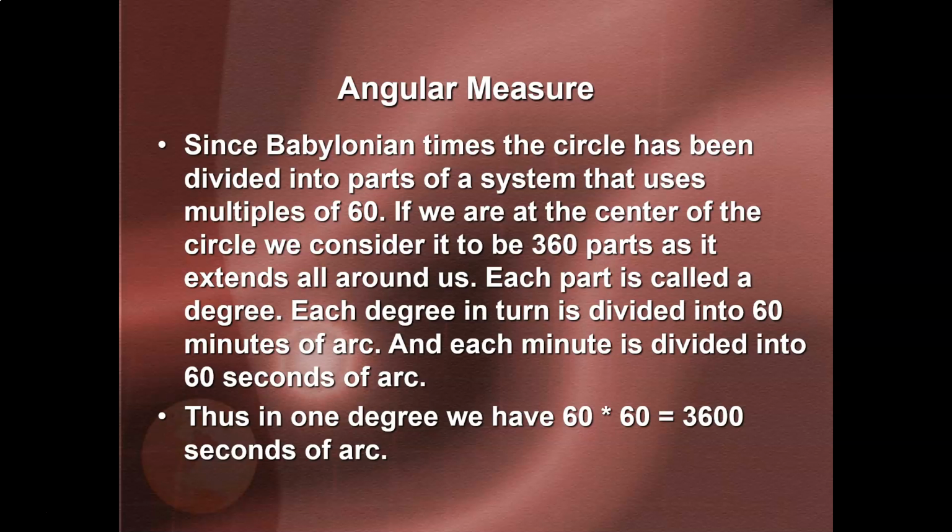Each degree, in turn, is divided into 60 minutes of arc, and each minute is divided into 60 seconds of arc. And that shouldn't be a surprise, right? Because if you want to remember this, just think about what an hour is. An hour is 60 minutes, right? And each minute is 60 seconds. So when you're talking about minutes of arc, it's the same thing as an hour, but just remember this is in a circle. So in 1 degree, we have 3,600 seconds of arc.